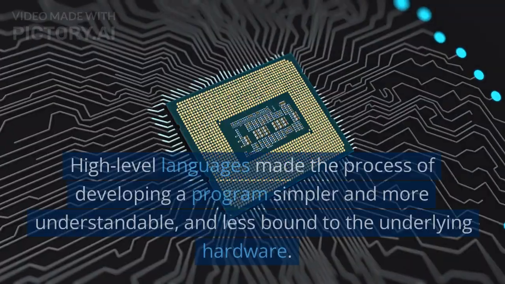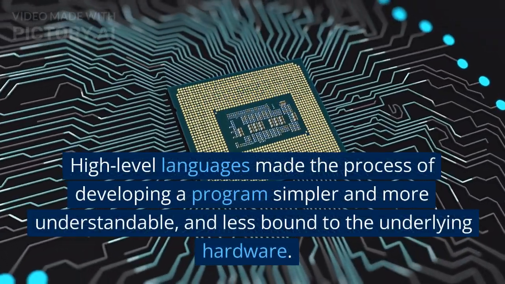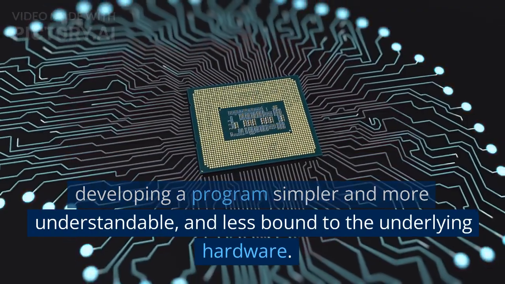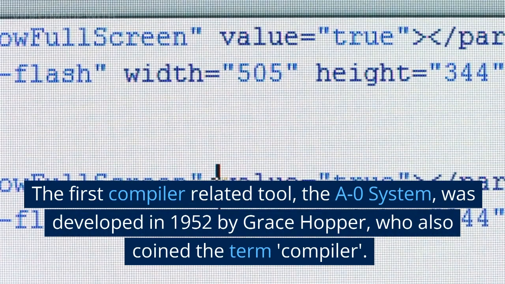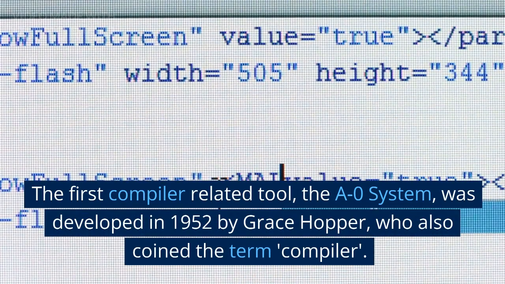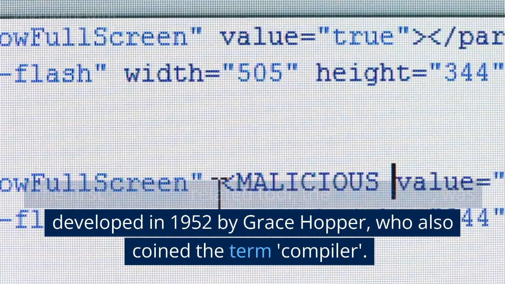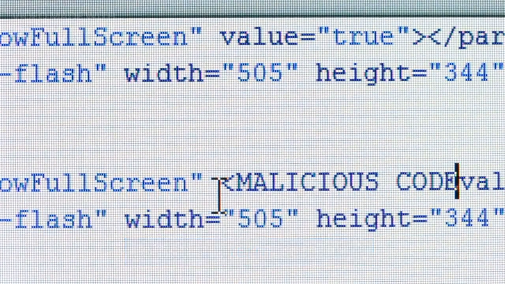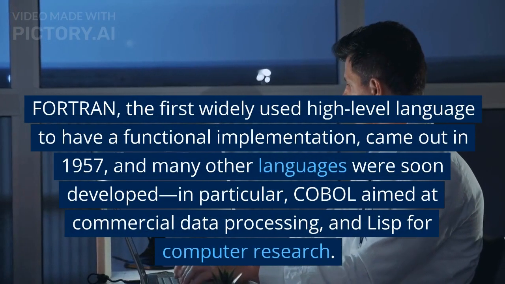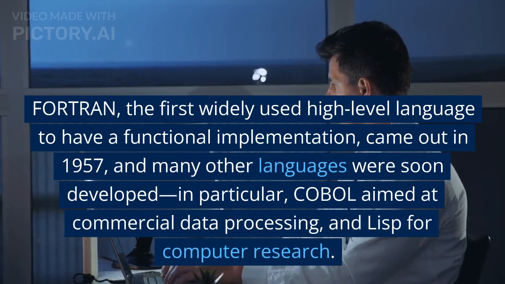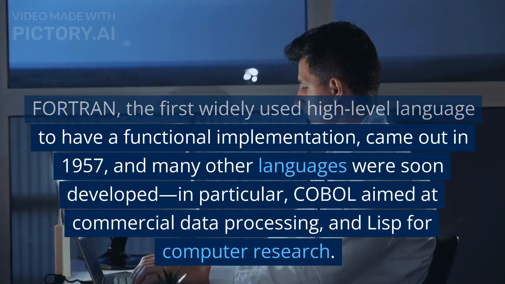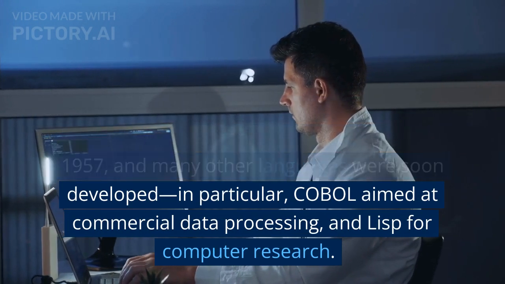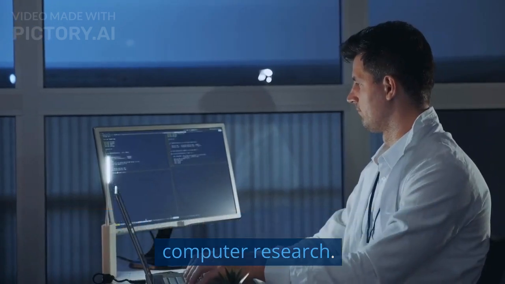Compiler languages. See also, compiler. High-level languages made the process of developing a program simpler and more understandable, and less bound to the underlying hardware. The first compiler-related tool, the A0 system, was developed in 1952 by Grace Hopper, who also coined the term compiler. Fortran, the first widely used high-level language to have a functional implementation, came out in 1957, and many other languages were soon developed. In particular, COBOL aimed at commercial data processing, and Lisp for computer research.